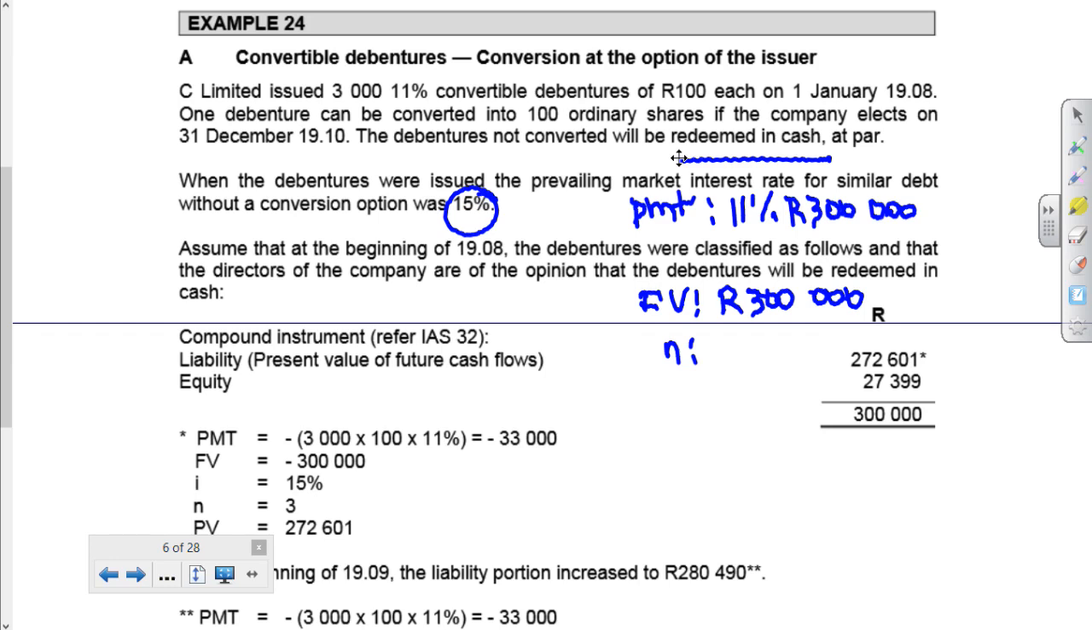I work to the first year end. First year end December 8, December 8, December 9, December 10. 3 years. I is the market I for similar debt with no conversion. And then I work out a PV. So if you do that for me, you will work out a PV. And then you'll be able to amort.